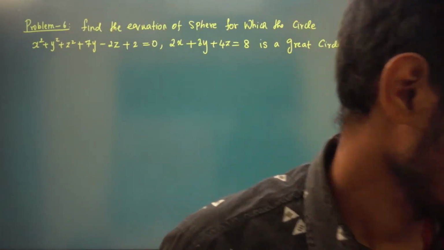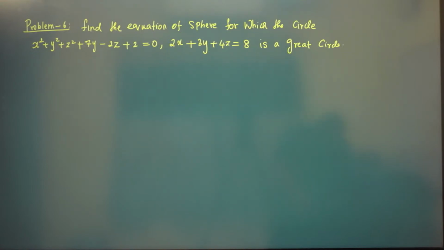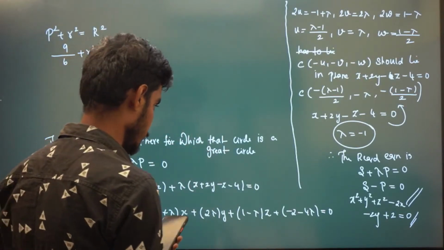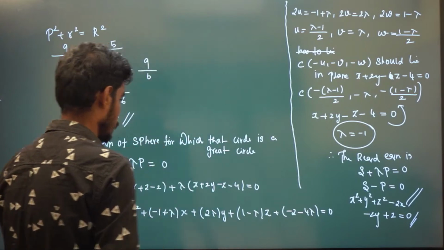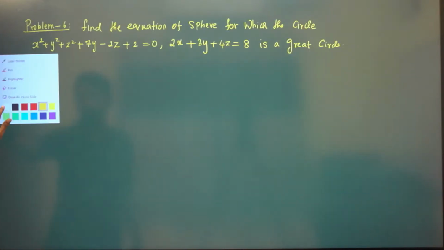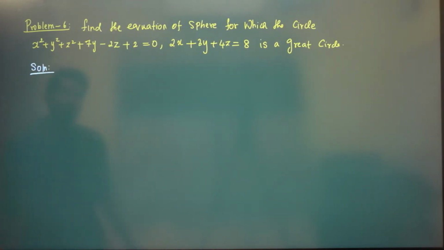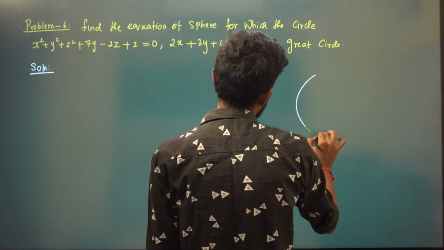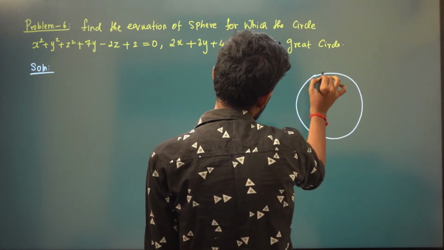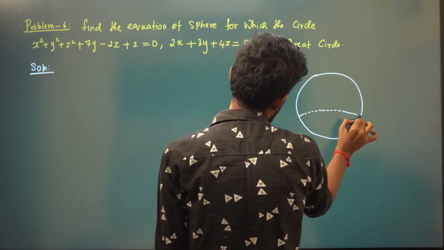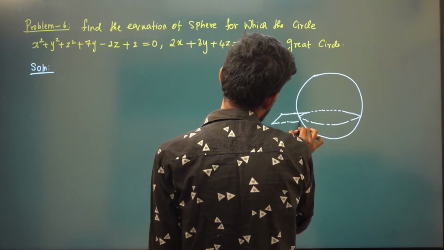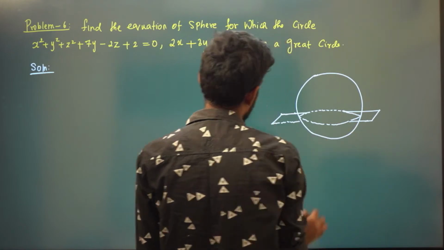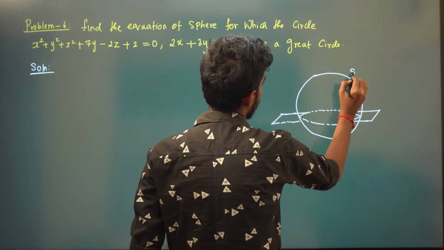Same problem. Find the equation of the sphere for which this circle has to be a great circle. So they have given the equation of a sphere. Okay, so they have given a circle. Whenever they give a circle, you just think of it as a section of a sphere and a plane. So they are given S, they are given P.